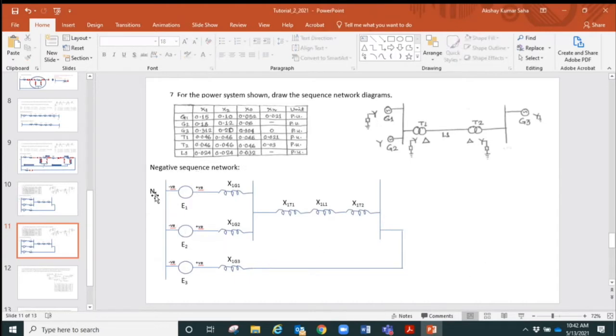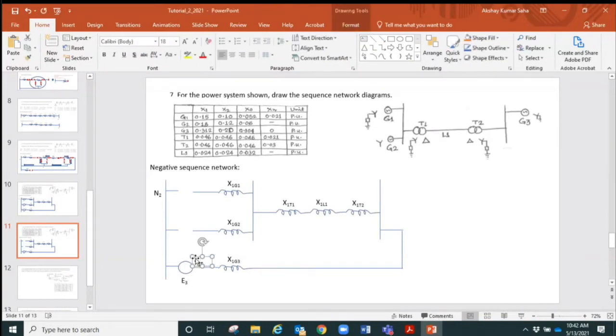For the negative sequence network, this will be N2, the negative sequence reference bus. For the negative sequence reference, we don't need any voltage source, so they have to be removed now because I copied and pasted. But for you, you don't need to draw them at all. They are not present in the negative sequence network.